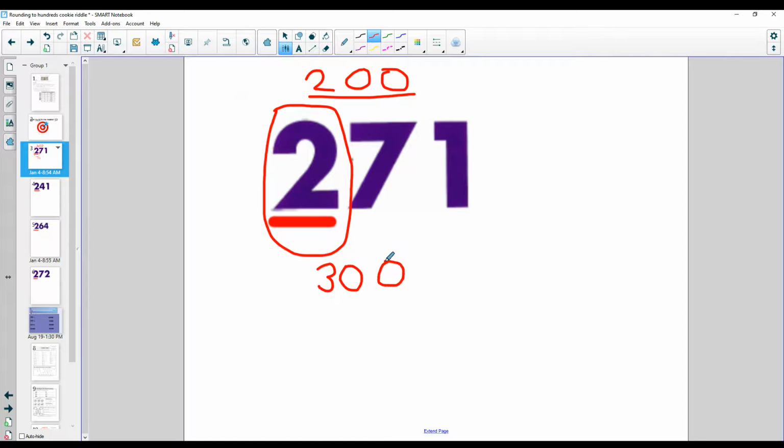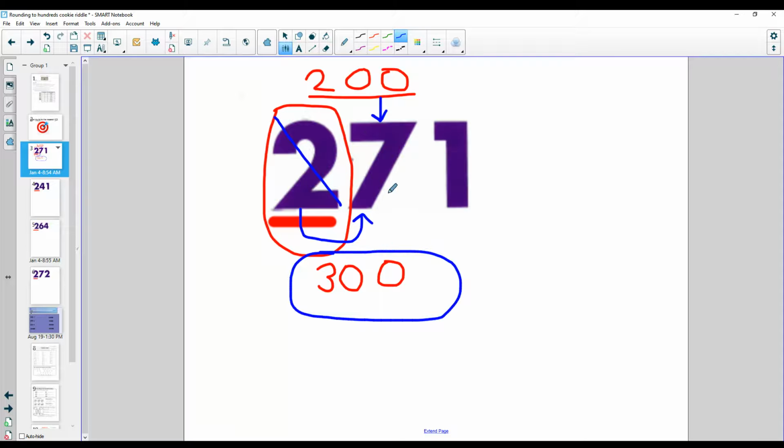So who do we look to? Remember, we always look next door. We don't care about this number over here. It's either going to stay at 200 or go to 300. And this number right here next door tells us, is this number 5 or greater? Yes. So we say, see you later, 2. We're going to a 3.